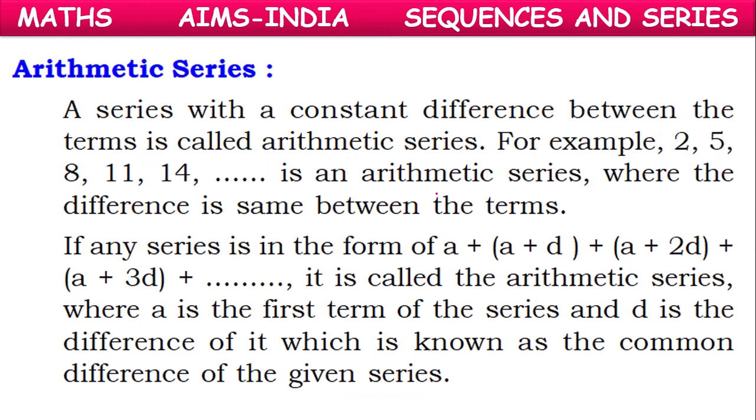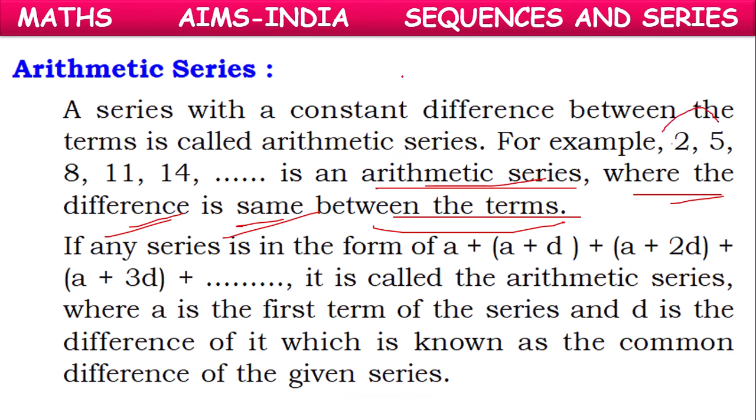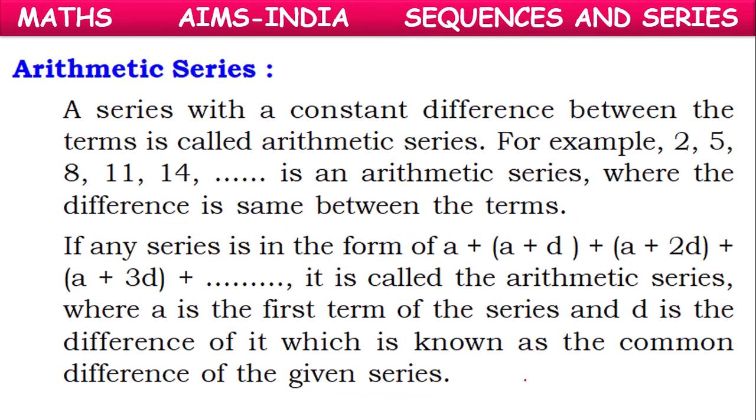So in arithmetic series, the difference will be the same between the terms. Suppose the starting term we name as A, the first term, and 2, 5, difference is 3; 5, 8, difference 3; 8, 11, difference 3. The common difference we denote as D. If the first term is A and common difference is D, then what about the second term? If the first term is 2 and common difference is 3, how are we getting the second term? 2 plus 3 equal to 5.